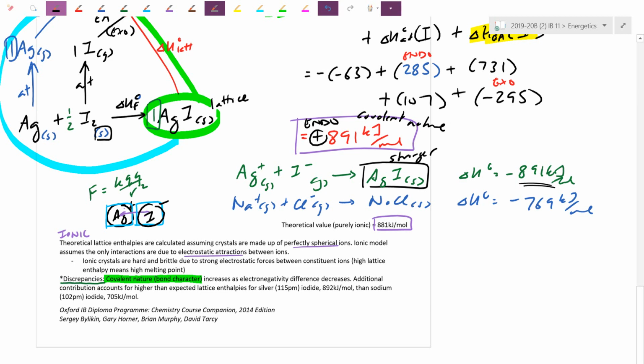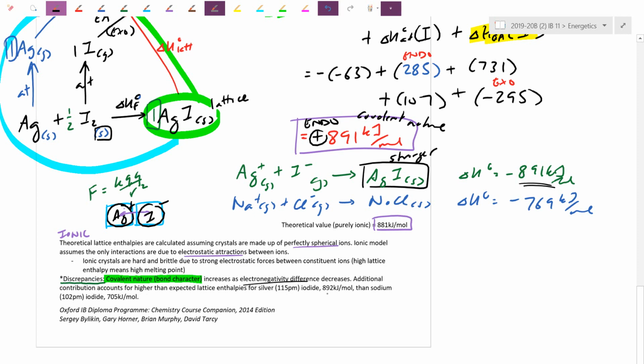That does become a slight assumption here. If you have another way of finding delta H here, maybe that way is better. But so far, it's just telling you those additional contributions from the covalent nature, the electronegativity difference is a little bit smaller. It's not as ionic. It's not as big as that 1.8 from before. And therefore, if you actually check out the numbers here, it accounts for higher than expected lattice enthalpies for silver.